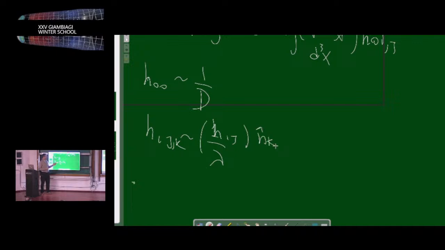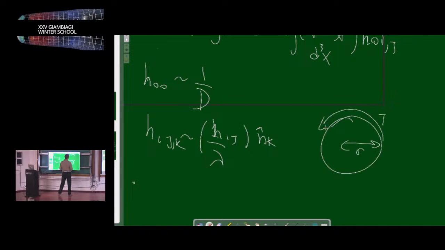So the radiative field has a variation that depends on lambda, that is the wavelength. And how is the wavelength related to the scale of my source? My source has a scale little r and has a period of t, okay? What is lambda? The wavelength of the radiative field.